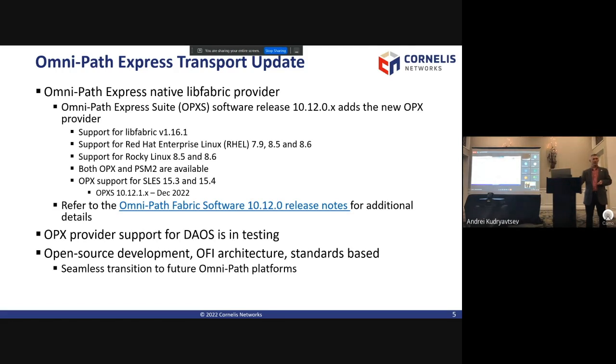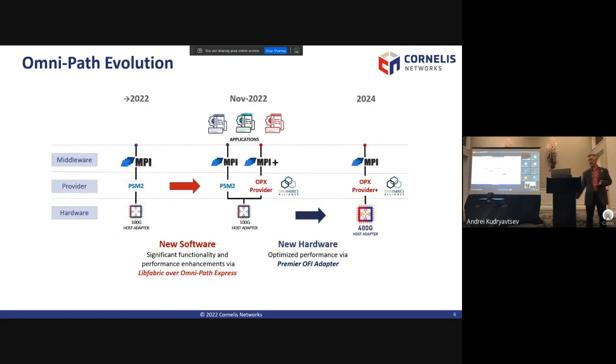OmniPath is a constantly open source project, OFI architecture, and standards based. This is intended to be a seamless upgrade path from the current generation to CN5000. Just briefly, the evolution here: PSM2 is the MPI provider we have today. In the next generation product, it will be supplanted by the OPX provider, and that is going to be coming up next year.